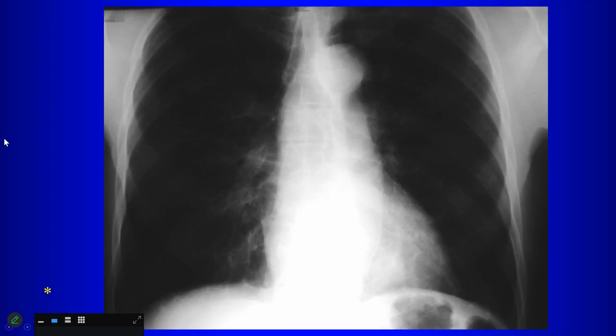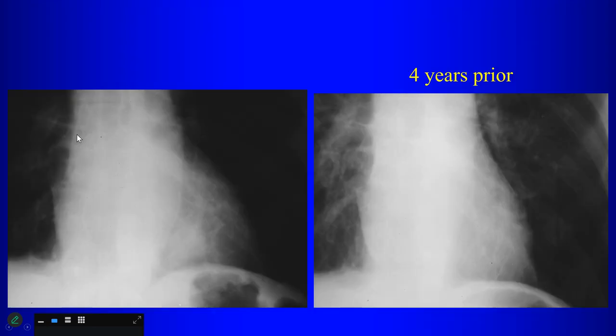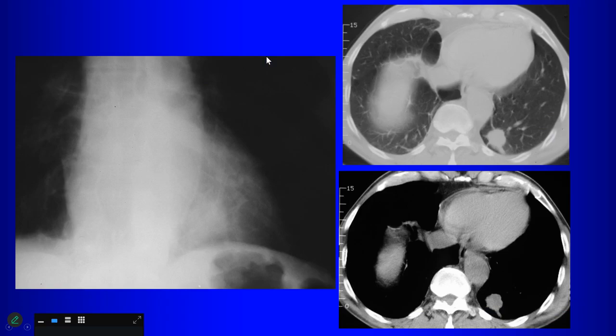This one, where is it? It's like a retrocardiac left lung base. Let me give you the prior. That's what the retrocardiac region looked like before. That's what it looks like now, right? There's a mass in the retrocardiac region. So you want to look behind the heart. Another cancer, left lower lobe.